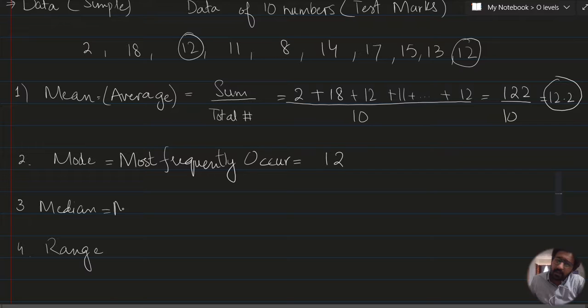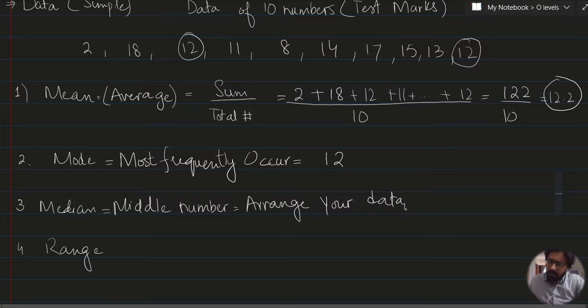And the median is actually known as the middle number. But for finding out the middle number, this is not the way. You cannot identify from these numbers what would be the middle number exactly. So for that, the first step would be to arrange your data. Arranging can be done in any way. You can arrange it in any way, ascending or descending. Let me just arrange it in ascending order.